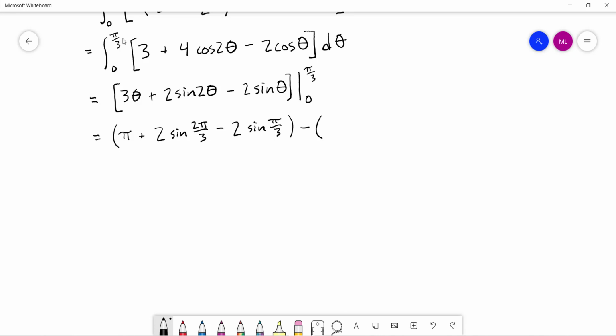And then for the lower bound, plugging in 0 here, I'll get 0. Plugging in 0 here, I will get 0. Plugging in 0 here, I will get 0. So all of those are going to give me 0 at the lower bound.